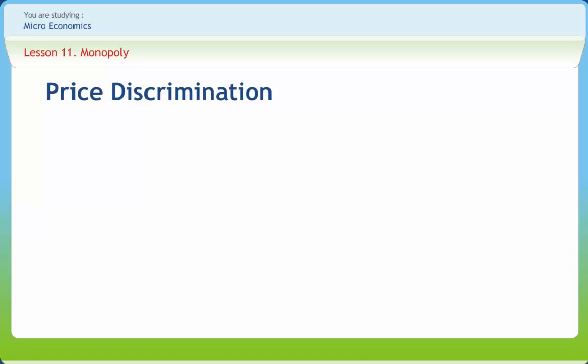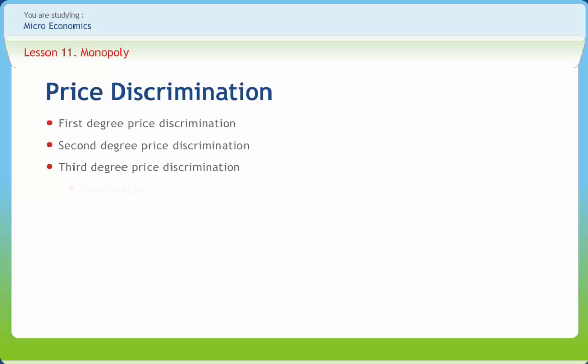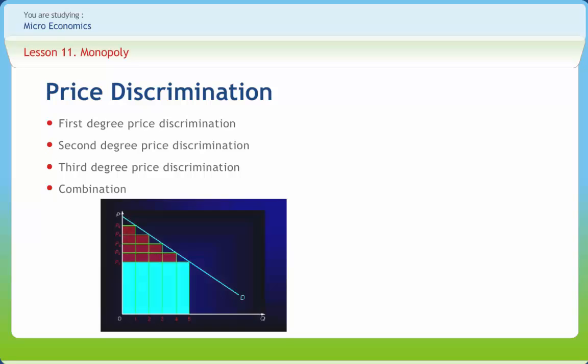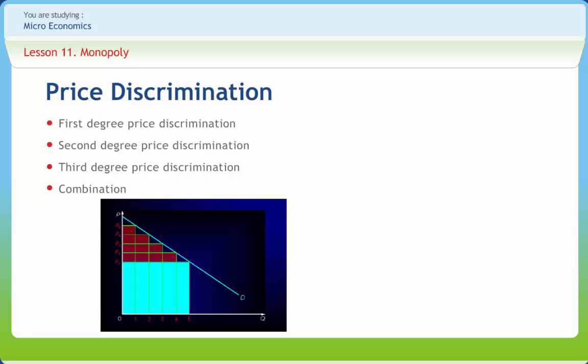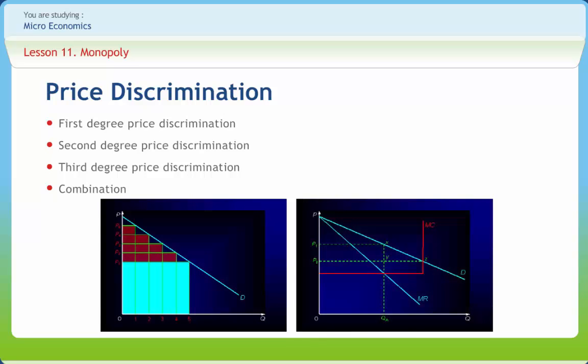Various types of price discrimination include first-degree price discrimination, second-degree price discrimination, third-degree price discrimination, and combination. First-degree price discrimination occurs when the firm is able to charge each customer the maximum price he or she is prepared to pay for the good or service. It is assumed that the firm has very detailed knowledge of its consumers' demand curves. The seller will sell each unit of output depending upon the customer's demand curve.